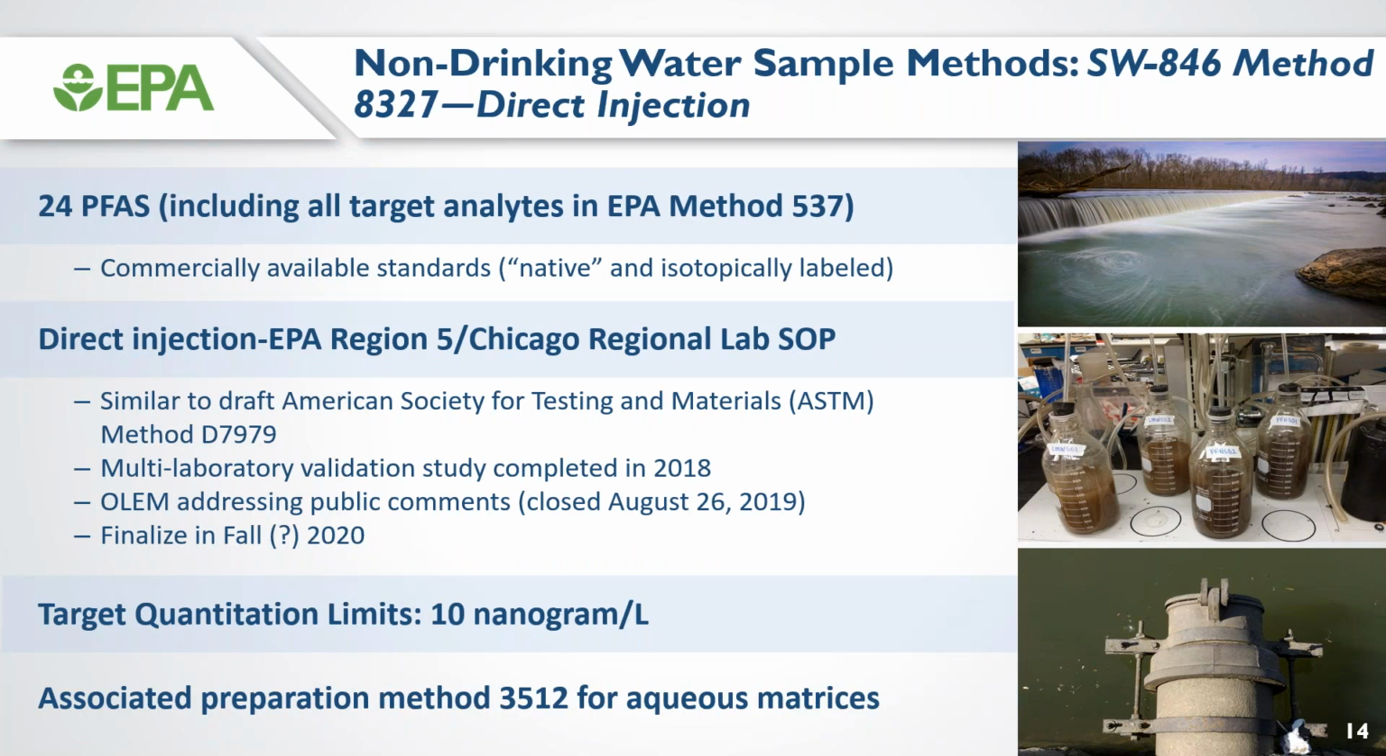It covers, and this is 8327 still, 24 PFAS, all of the target analytes listed in method 537 for drinking water. It makes use of commercially available standards, both the native and the isotopically labeled compounds. It's, again, a direct injection method that was developed in EPA Region 5 in the Chicago Regional Lab. It's very similar to American Society for Testing and Materials method D7979, because both of those methods were derived from the exact same Chicago Regional Lab standard operating procedure.